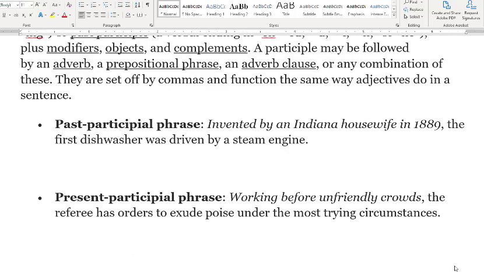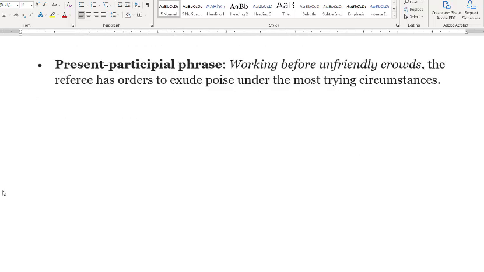If we look at these examples here, our past participle, invented by an Indiana housewife in 1889, that's our phrase. The first dishwasher was driven by a steam engine. Next, the present participle, working before unfriendly crowds. The referee has orders to exude poise under the most trying circumstance. In this case, working is our indicator that we're dealing with a participial phrase. Now again, I indicated that we are using a phrase, which means that they can be placed pretty much at the beginning, middle, or end of any given sentence, as long as you're punctuating it correctly.